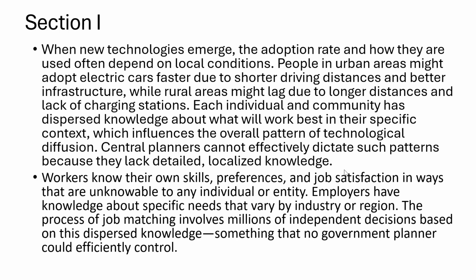Workers know their own skills, preferences, and job satisfaction in ways that are unknowable to any individual or entity. Employers have knowledge about specific needs that vary by industry or region. The process of job matching involves millions of independent decisions based on this dispersed knowledge, something that no government planner could efficiently control.